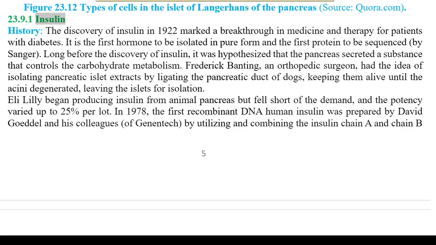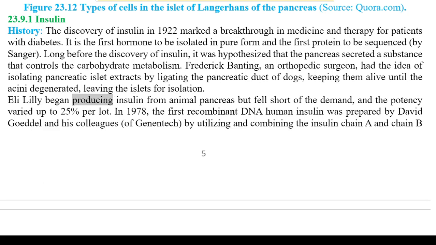23.9.1 Insulin. History. The discovery of insulin in 1922 marked a breakthrough in medicine and therapy for patients with diabetes. It is the first hormone to be isolated in pure form and the first protein to be sequenced, by Sanger. Long before the discovery of insulin, it was hypothesized that the pancreas secreted a substance that controls carbohydrate metabolism. Frederick Banting, an orthopedic surgeon, had the idea of isolating pancreatic islet extracts by ligating the pancreatic duct of dogs, keeping them alive until the acini degenerated, leaving the islets for isolation.